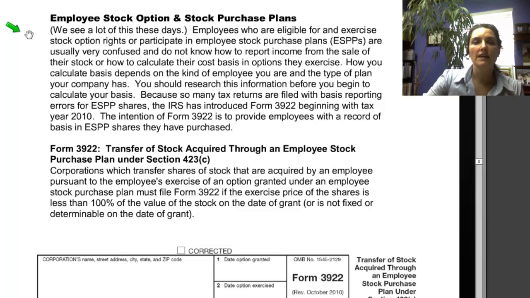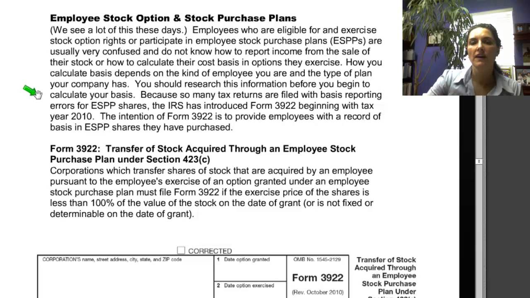Employees who are eligible for and exercise stock option rights or participate in employee stock purchase plans are usually very confused and do not know how to report income from the sale of their stock or how to calculate their cost basis in options that they exercise. How you calculate basis depends on the kind of employee you are and the type of plan your company has. You should also research this information before you begin to calculate your basis.